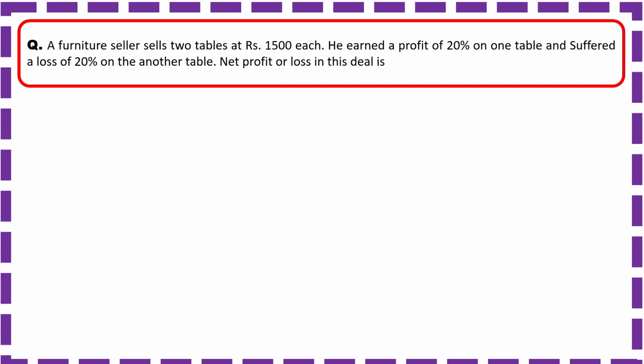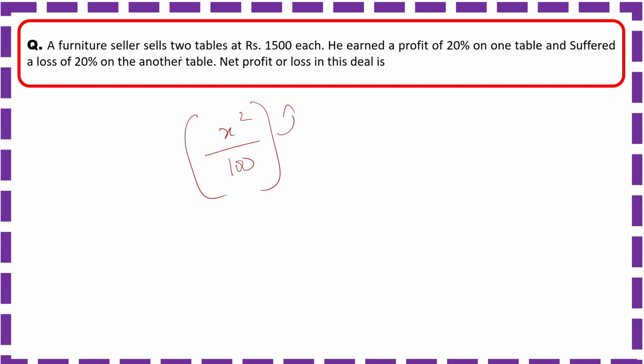A furniture seller sells 2 tables at rupees 1500 each. He earned a profit of 20% on one table and suffered a loss of 20% on another table. Net profit or loss in this deal is? Do you remember the formula that we discussed in the first slide? Whenever two articles are sold at the same selling price, getting a gain of X% on the first one and a loss of X% on the second one, then the percentage loss is X square by 100. This is the formula that we are going to use now.